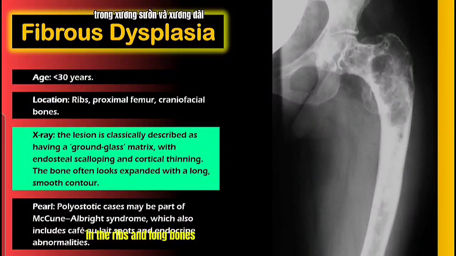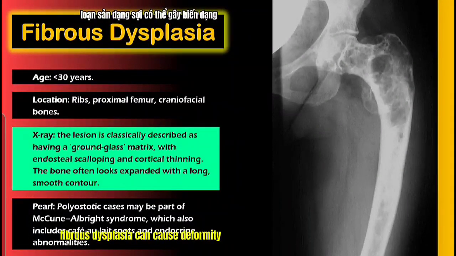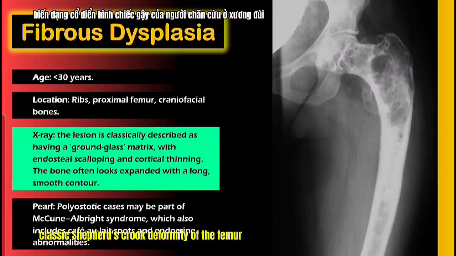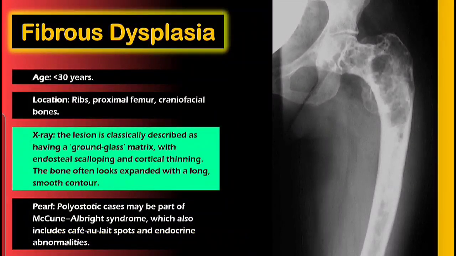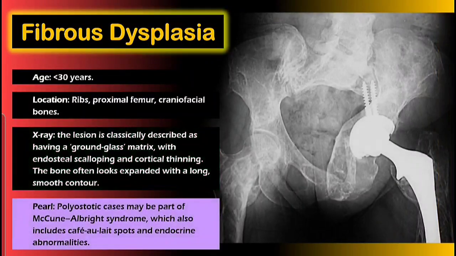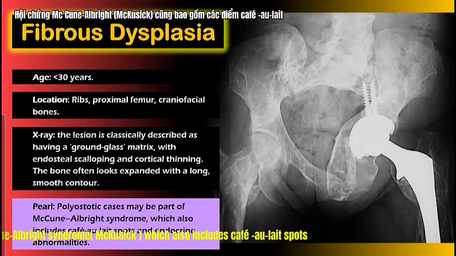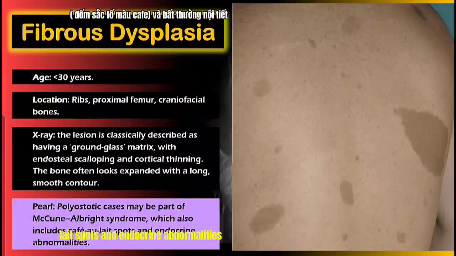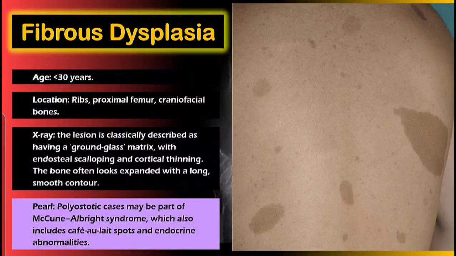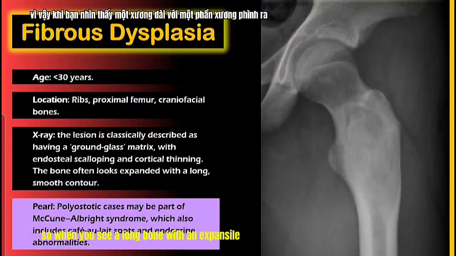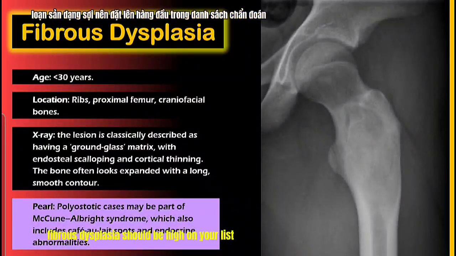In the ribs and long bones, fibrous dysplasia can cause deformity, such as this classic shepherd's crook deformity of the femur. Polyostotic cases may be part of McCune-Albright syndrome, which also includes café au lait spots and endocrine abnormalities. So when you see a long bone with an expansile ground glass lesion, fibrous dysplasia should be high on your list.